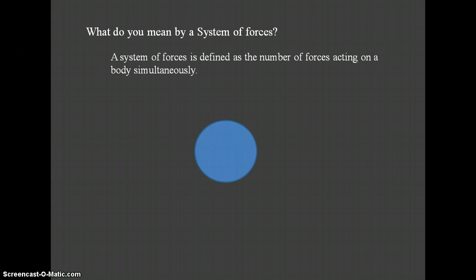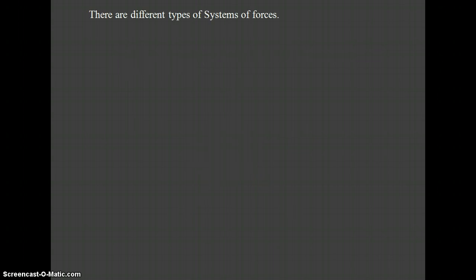So here consider it as a body, on which the number of forces are acting in different directions simultaneously. So F1, F2, F3, F4, F5 are the five forces at a time acting on the body, which are considered as a group. So that group is called as a system of forces.